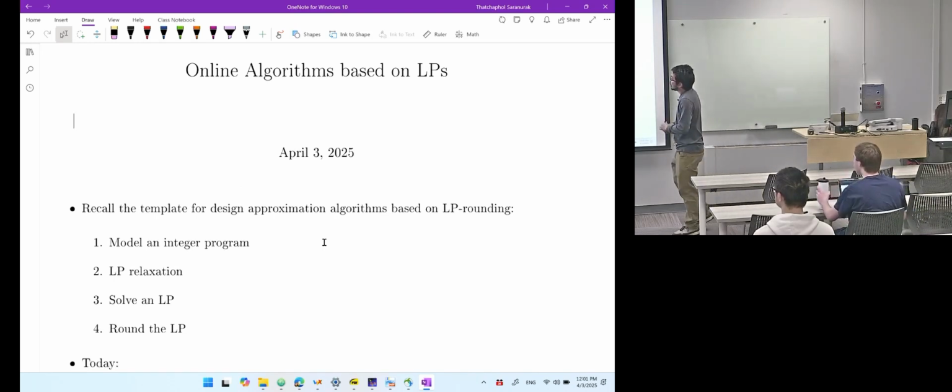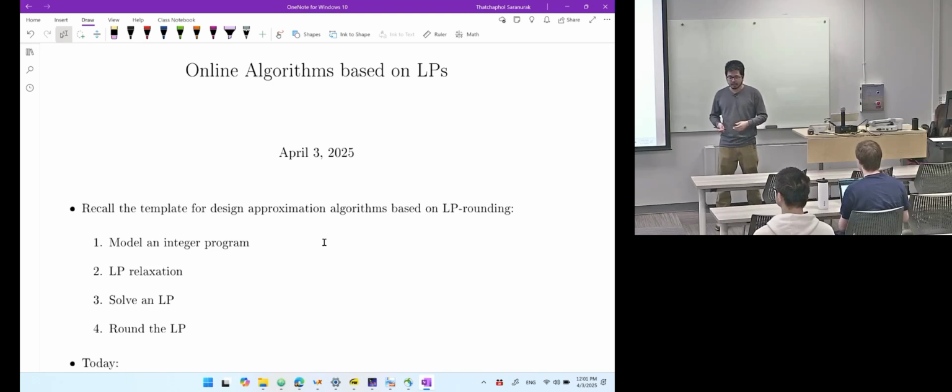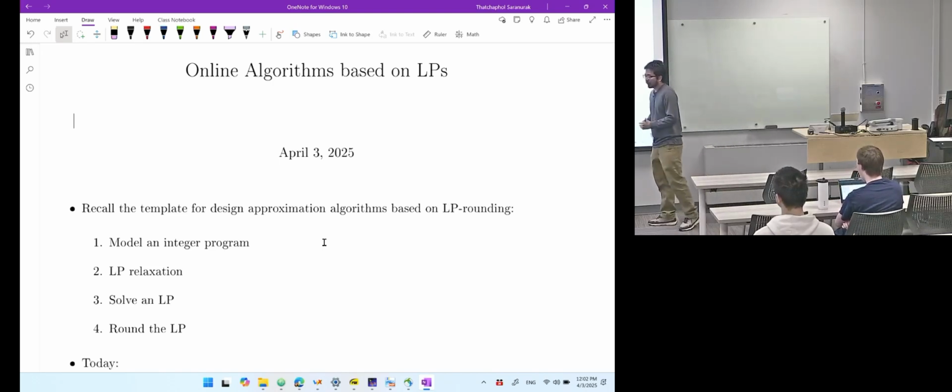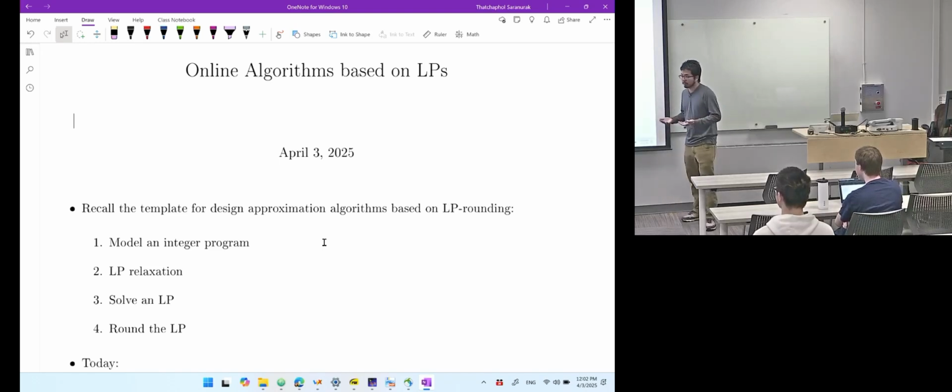So we're gonna still talk about online algorithms. I hope you recall last time it's about how to make decisions, and you cannot revoke that decision, and it's still gonna be guaranteed to be good, no matter whether you know the future or not. But what we're gonna do today is to have a more principled way to design online algorithms, and we're gonna use LP.